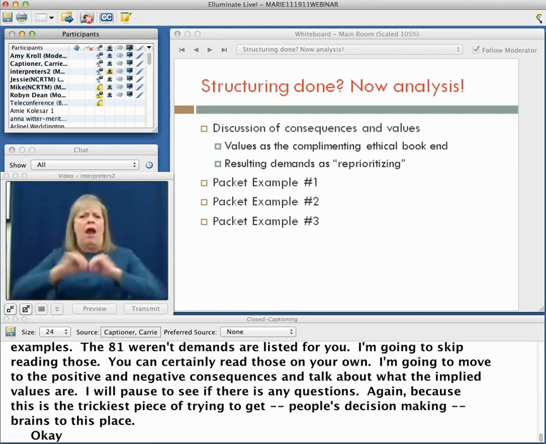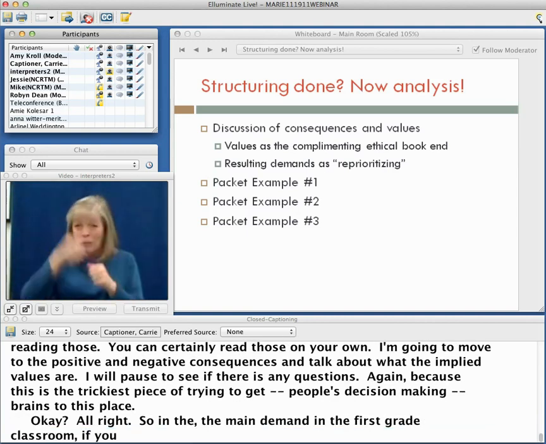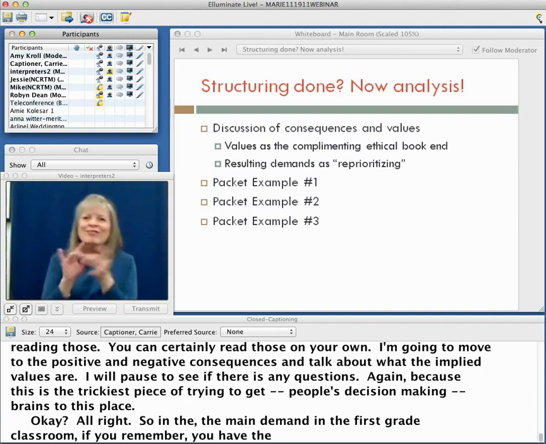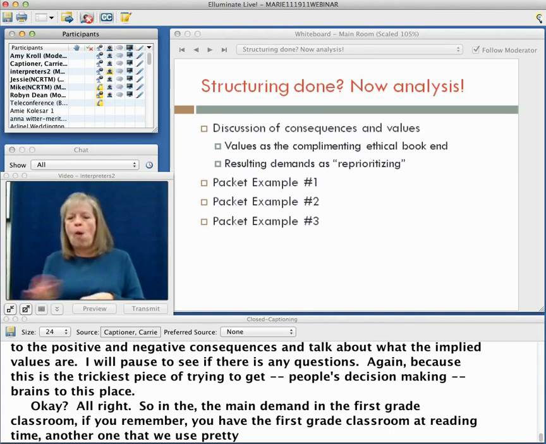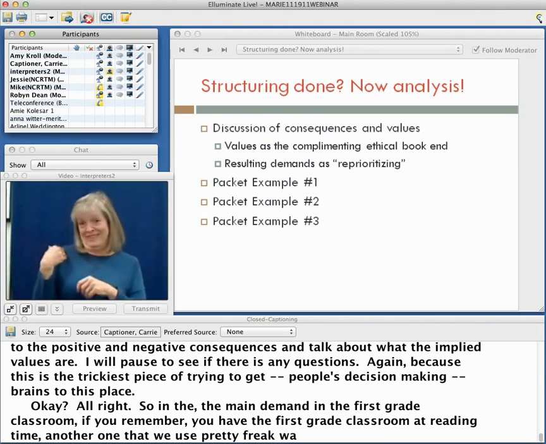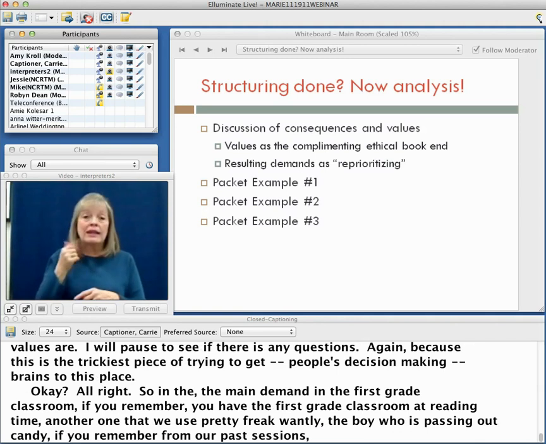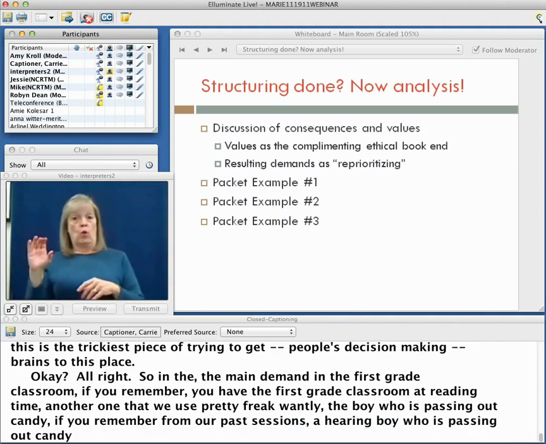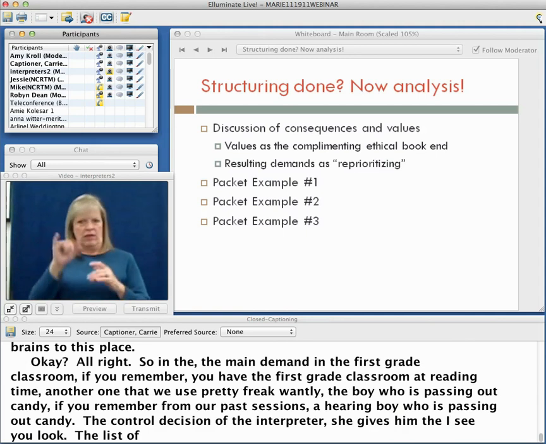All right, so the main demand in the first grade classroom, if you remember, you've got the first grade classroom at reading time, again, another one we use pretty frequently. You've got a hearing boy who's passing out candy, and the control decision of the interpreter is she gives him the I see you look. You've got the list of concurrent demands. Okay, so she looks over at him and gives him kind of the evil eye.